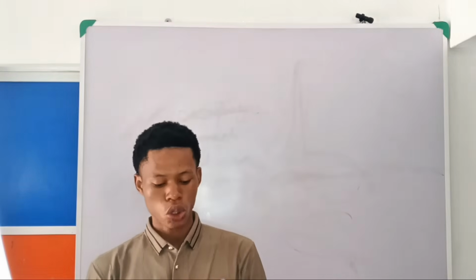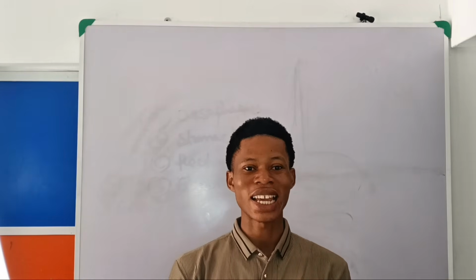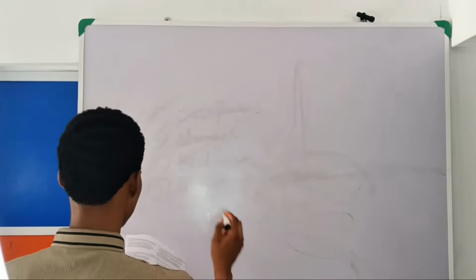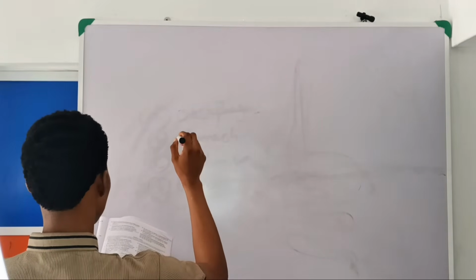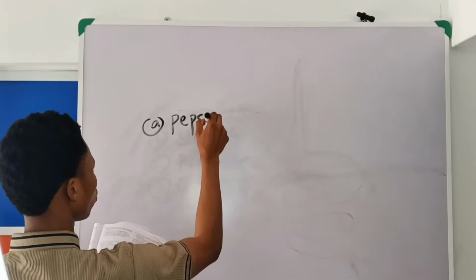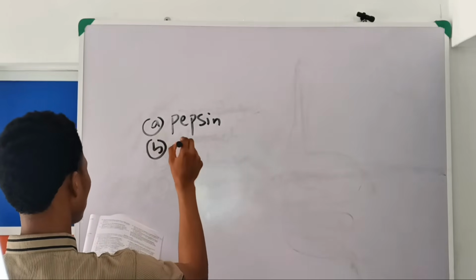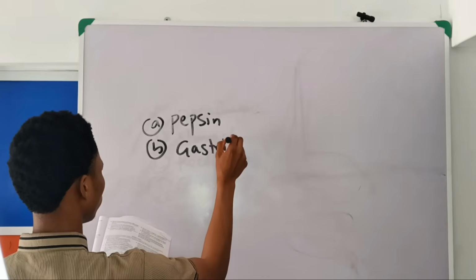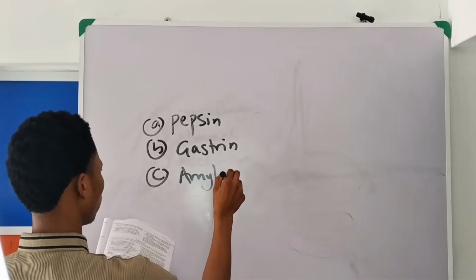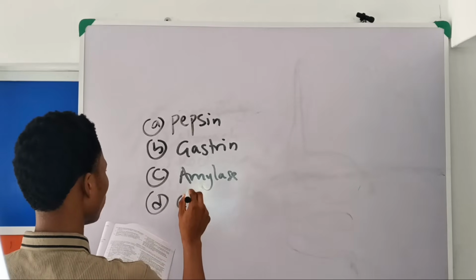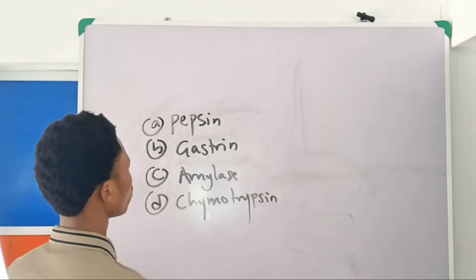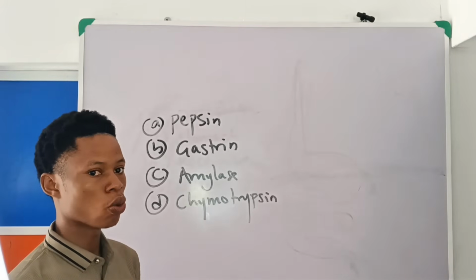Now the second question: which of these is not an enzyme? Please take note, they are saying is not an enzyme. A says pepsin, B says gastrin, C says amylase, and D says chymotrypsin. So which is not an enzyme from all the ones listed?